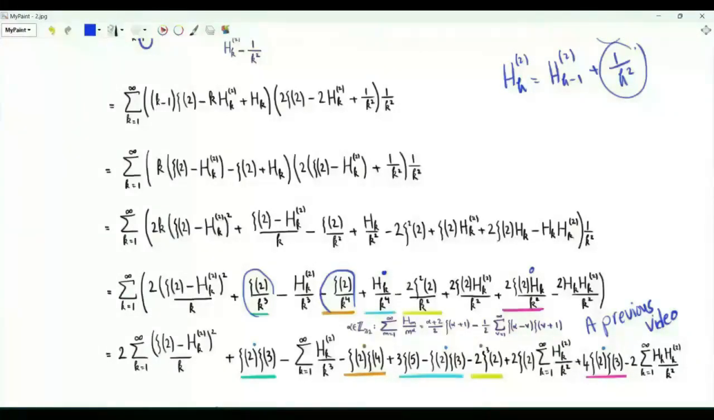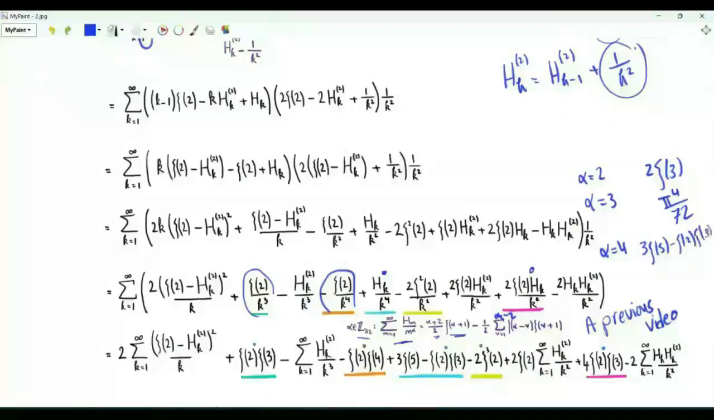The summation over positive integer m of H_m over m to the alpha, where alpha is an integer greater than or equal to 2, is (alpha plus 2) over 2 times zeta of alpha plus 1, minus 1 half the summation over v from 1 to alpha minus 2 of zeta of alpha minus v times zeta of v plus 1. Using this formula, when alpha is equal to 2, we get 2 zeta of 3. When alpha is 3, we get pi to the power 4 divided by 72. When alpha is equal to 4, this sum is equal to 3 zeta of 5 minus zeta of 2 times zeta of 3.